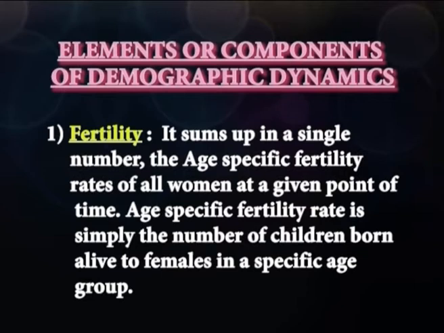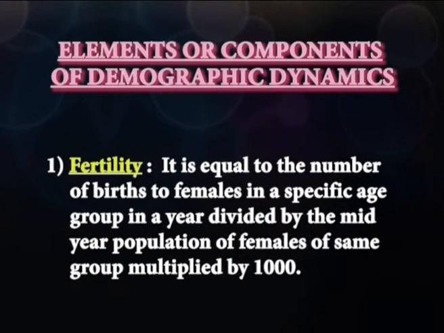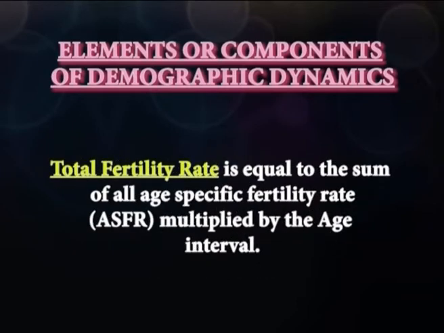Age-specific fertility rate is simply the number of children born alive to females in a specific age group. It is equal to the number of births to females in a specific age group in a year divided by mid-year population of females of the same group multiplied by 1000. Total fertility rate will be equal to the sum of all age-specific fertility rates multiplied by the age interval.